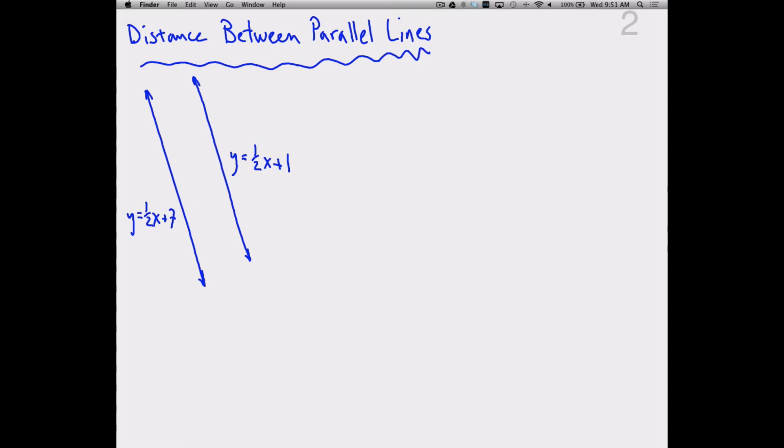Okay. First things first. Notice the title is Distance Between Parallel Lines. Are these lines parallel? Yeah. How do you know? Their slopes are the same. They're parallel. Okay. Here's where the weirdness comes in. You have to find a point on one of the lines.